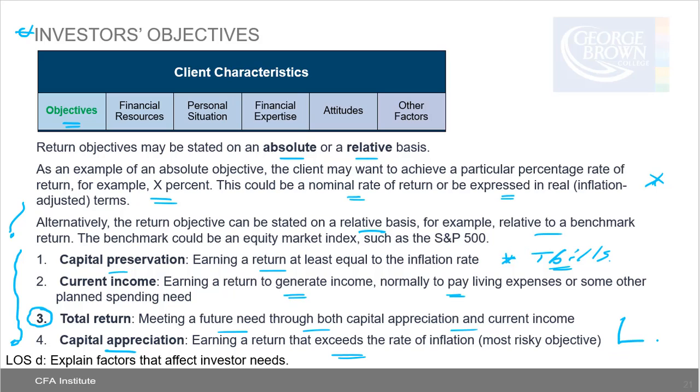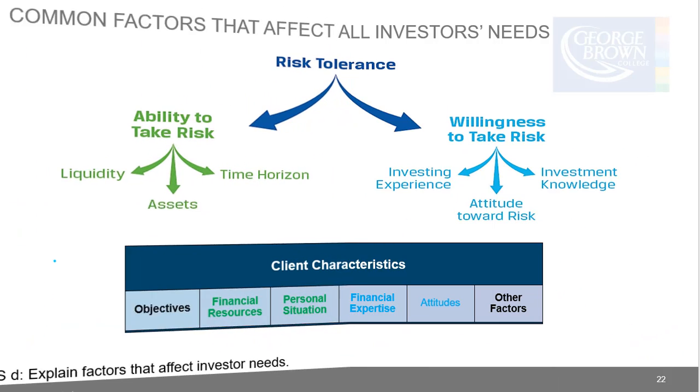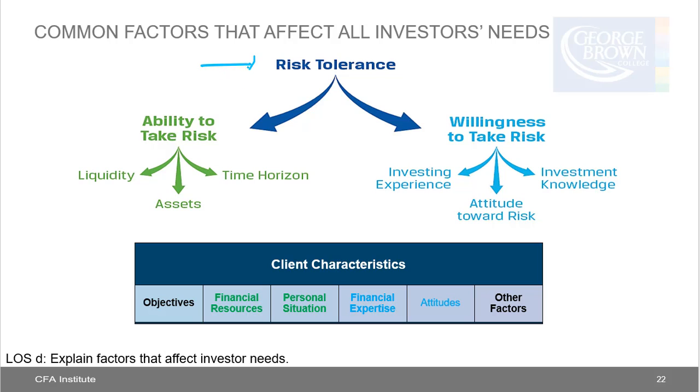And we've seen that from the different types of portfolios. We put return on the y-axis, risk on the x-axis, and we looked at the different portfolios. The higher the return objective, the higher the risk that needs to be accepted. So now we're moving on to risk tolerance, because as we've said in the past, we can't only look at return, we also have to look at risk, okay?